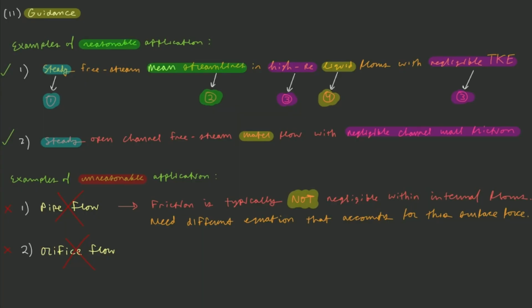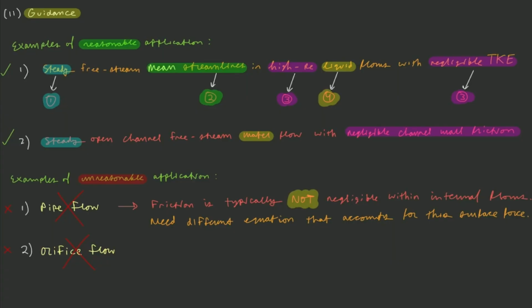So in other words, steady, so steady mean streamlines, so streamlines, high Reynolds number, so negligible-ish friction, at least relative to other forces, liquid, so constant density, and negligible turbulent kinetic energy, meaning negligible Reynolds stresses, meaning negligible other surface forces that aren't pressure. Another example might be a steady, open channel, free stream water flow with negligible channel wall friction. So now let's go over some examples of unreasonable applications of Bernoulli's equation.